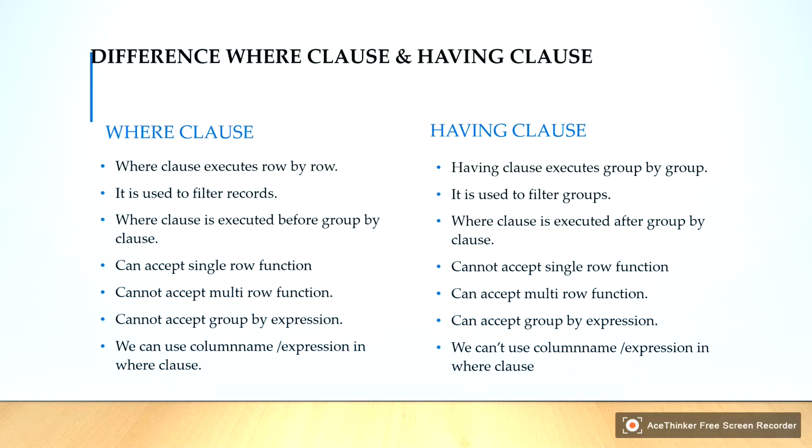We can accept single row functions in where clause, but having clause cannot accept single row functions. Where clause cannot accept multi-row functions. Having clause can accept multi-row functions. Where clause cannot accept group by expression. Having clause can accept group by expression. Where clause can use column name or expression. In having clause, we can't use column name or expression.